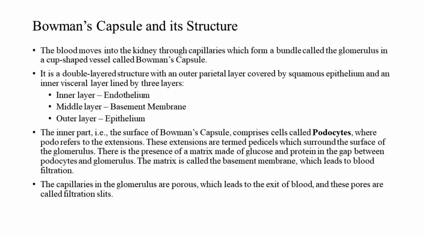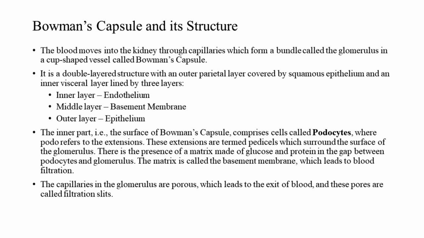Bowman's capsule and its structure. The blood moves into the kidney through capillaries, which form a bundle, called the glomerulus, in a cup-shaped vessel, called Bowman's capsule. It is a double-layered structure with an outer parietal layer covered by squamous epithelium and an inner visceral layer lined by 3 layers. Inner layer, endothelium. Middle layer, basement membrane.